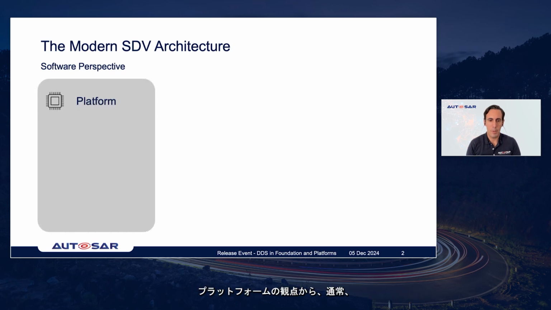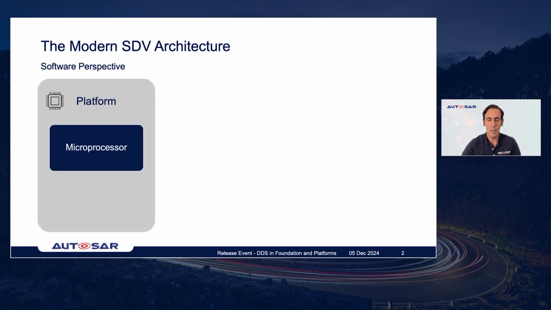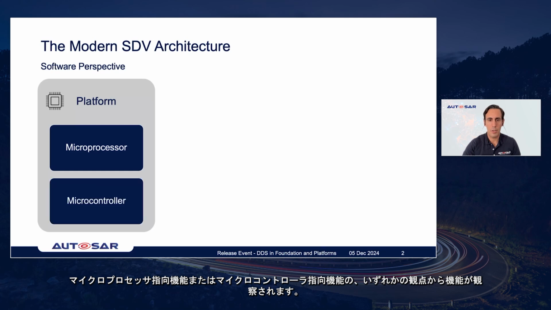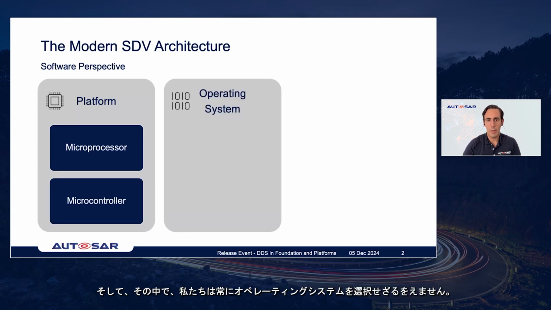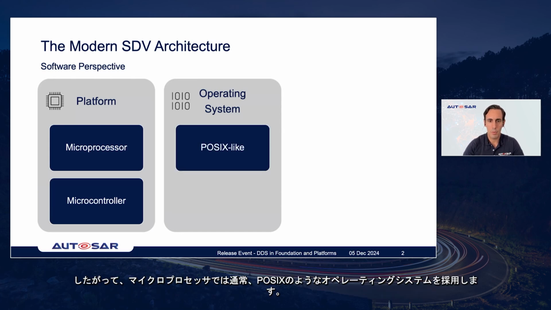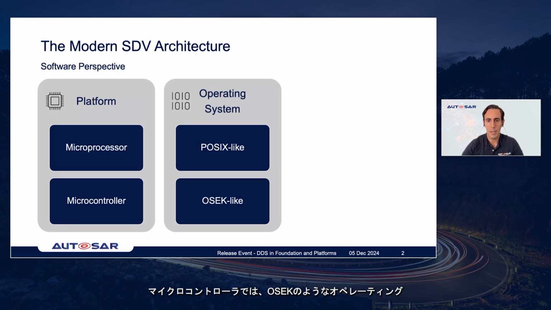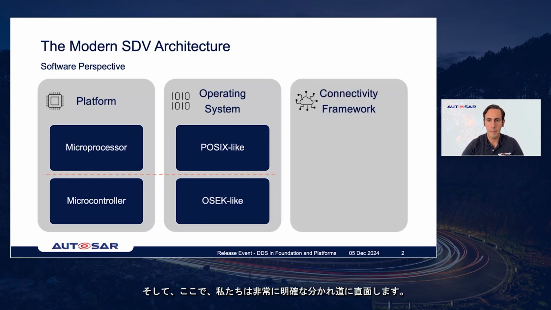So from a platform perspective, normally features are observed from a point of view of either microprocessor-oriented features or microcontroller-oriented features. And within that, we always are obliged to make a choice of operating system. So microprocessors will normally take us to a POSIX-like operating system. Then microcontrollers will make us look at something more like an OSEK-like operating system. And we begin to see a very clear divide here.